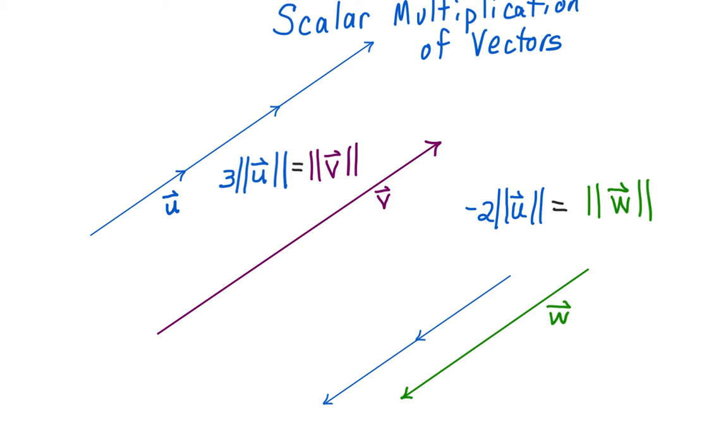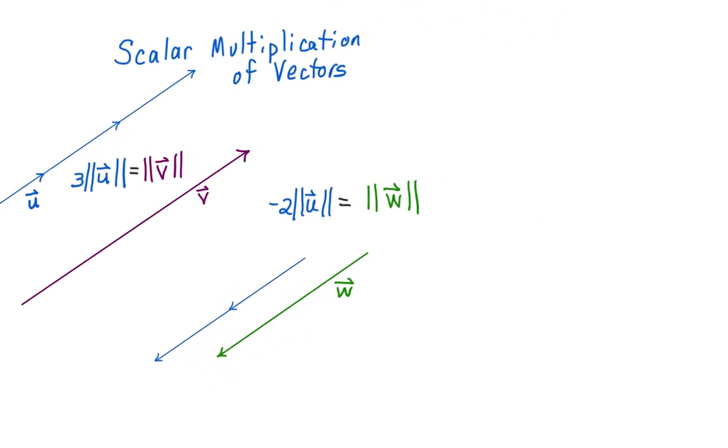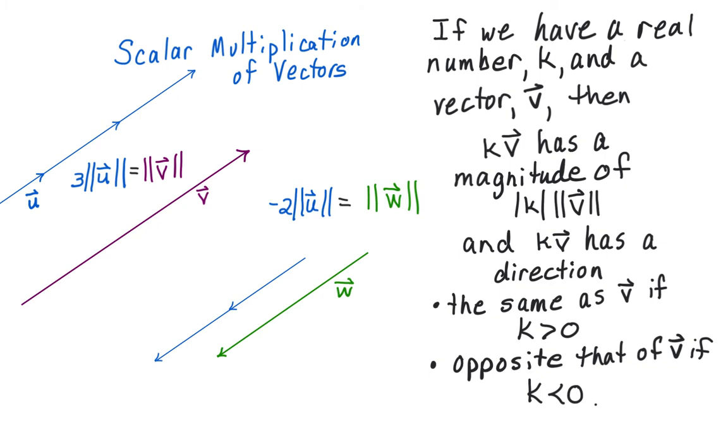To be exactly precise with our wording, this is how we put it. If we have a real number k and a vector v, then k times vector v has a magnitude of the absolute value of k, times the magnitude of vector v. And k times the vector v has a direction the same as vector v if k is greater than 0, or positive, and opposite that of vector v if k is less than 0, or negative.